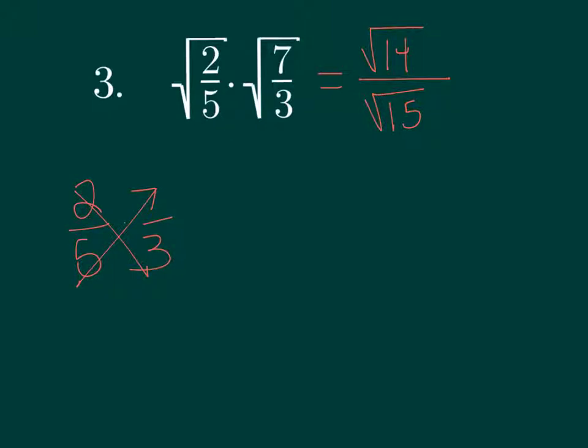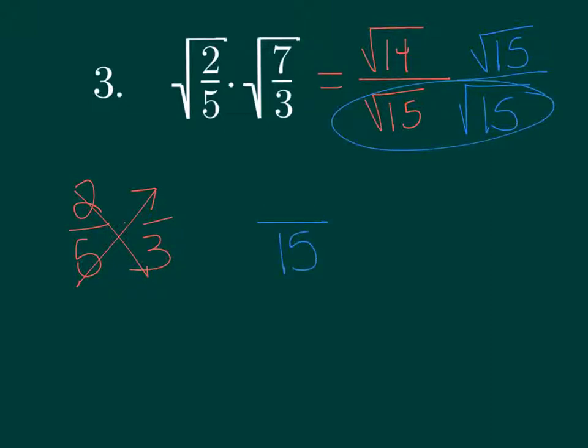Now, we can't simplify. 14 and 15 are both inside the square root, but I can't simplify them. So I have to get rid of the square root of 15. So how I do that is I multiply it by itself. And I also have to multiply the numerator by that. So now this is just a 15. And then when you have 14 times 15, because they're both inside the numerator, I get 210.